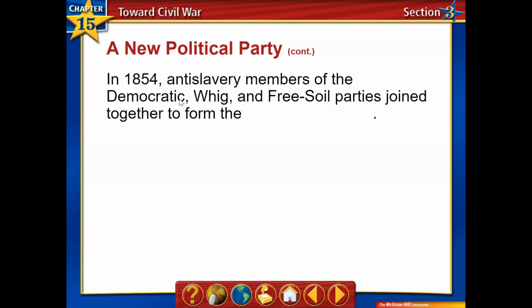So to give ourselves a little bit of context, a little bit of background, we know a little bit about some of the changing politics. So in 1854, a lot of the anti-slavery members, mostly in the North, from the Democratic Party, the Whig Party, and the Free Soil parties, begin to join together to form what is going to become known as the Republican Party. And for my listeners and for my students, make sure you keep in mind that political parties have changed a lot. So the Republican Party that we know today in the 21st century is not the same as the Republican Party you would have seen in the middle of the 19th century, in the middle of the 1800s. So just keep that in mind.